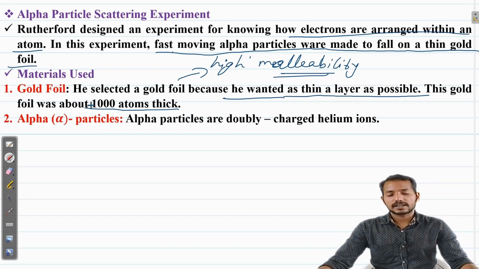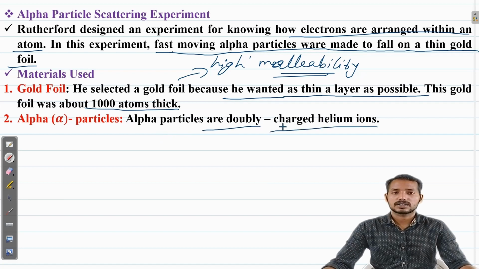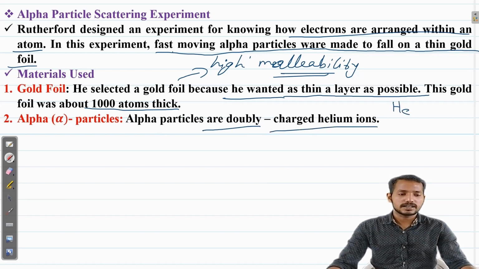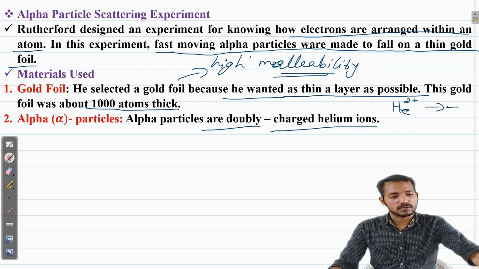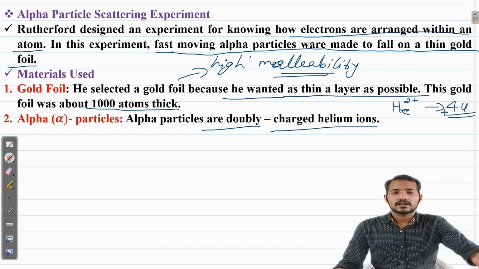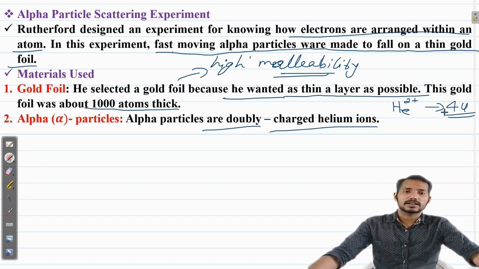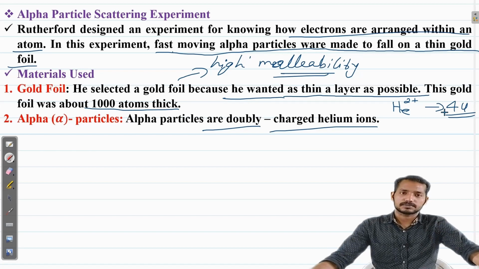Okay, and alpha particles means doubly charged helium ions. That is He2+. What is the atomic mass of helium? Its atomic mass was 4 u. So he took some heavy particles, heavier than the mass of the proton.